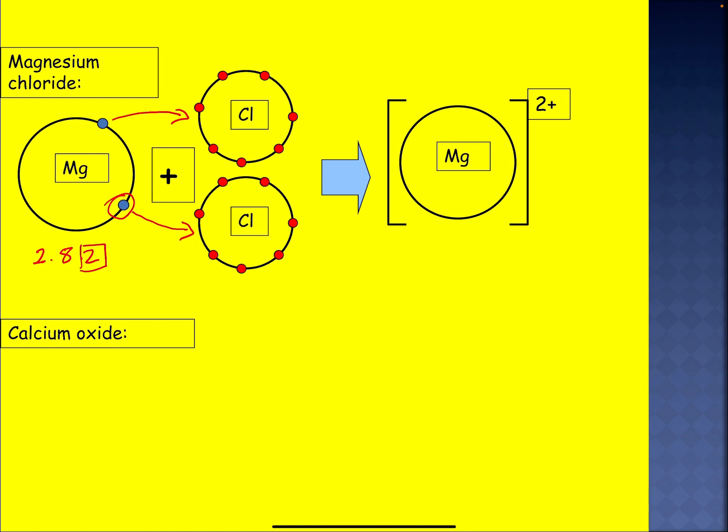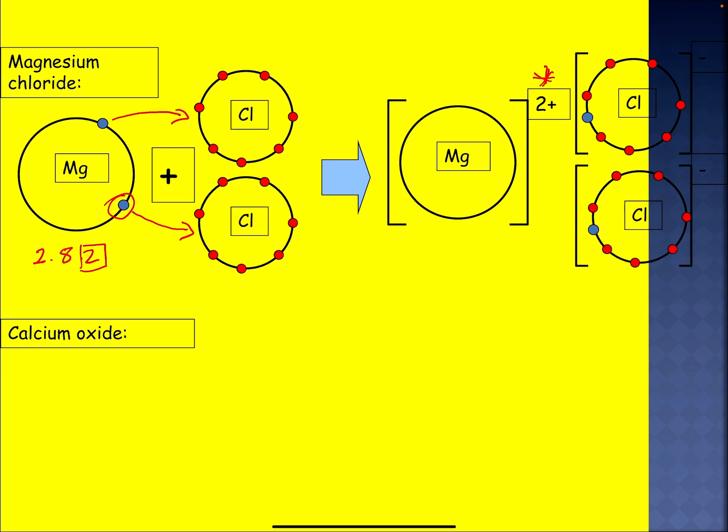Because magnesium has lost the 2 electrons, the charge is 2+. Each chlorine atom has gained one electron to become a chloride ion with a negative charge. One thing you'll notice is that the two pluses cancel out the two negatives. And that's the ionic bond.